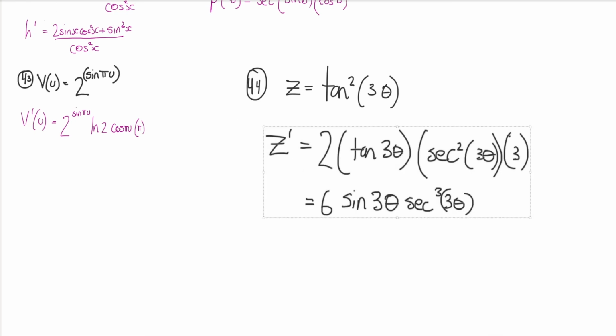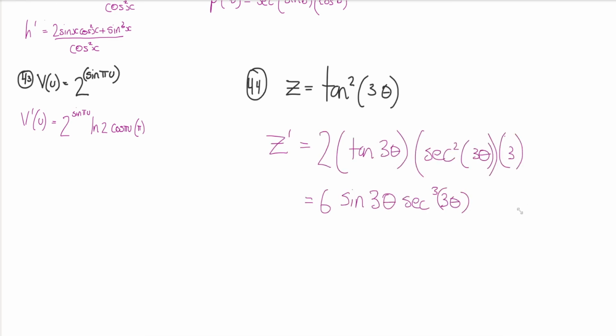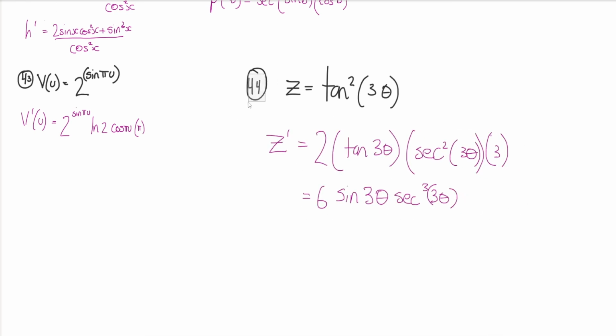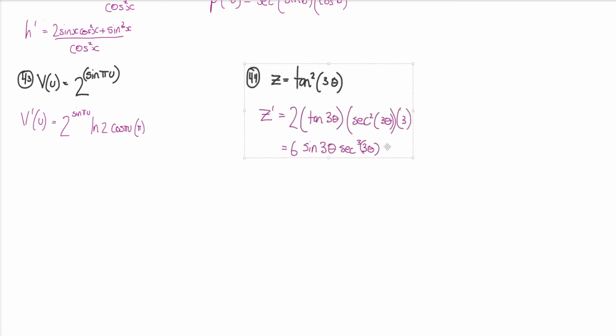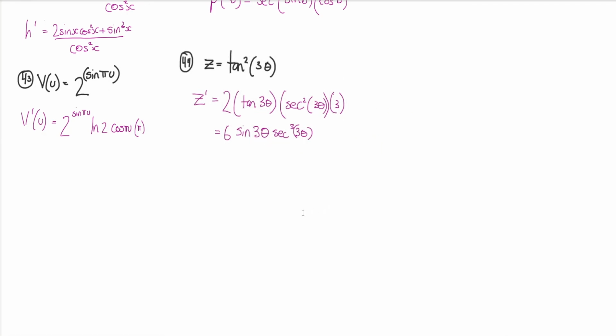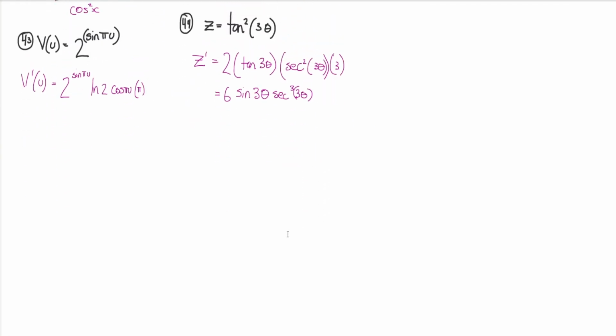Alright, get that black out of there. Okay. Gotta maintain format. Okay. We're at 44. We're cruising through these. 45.